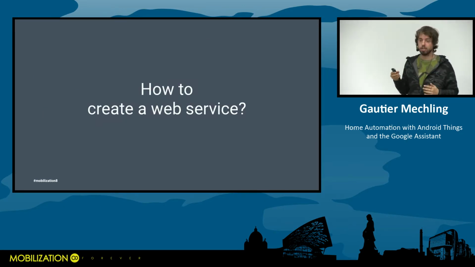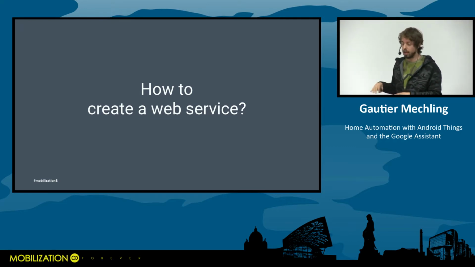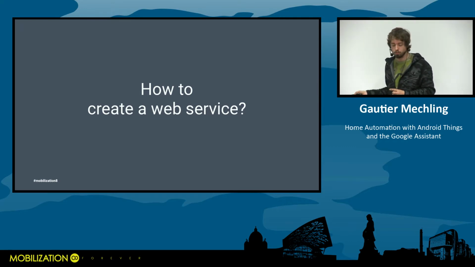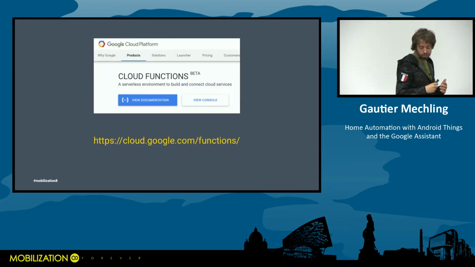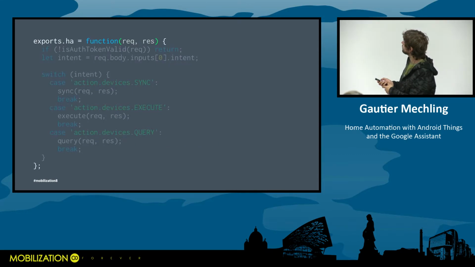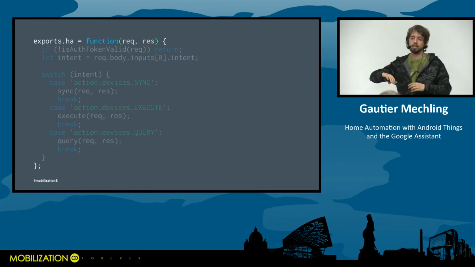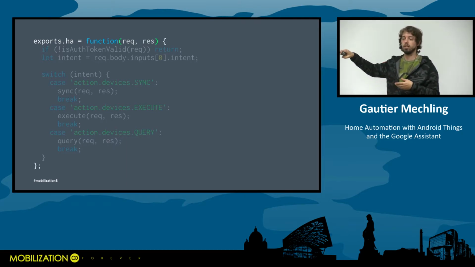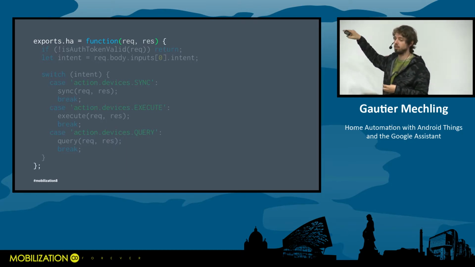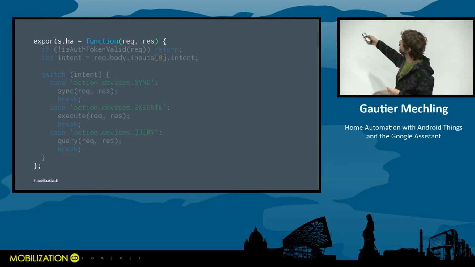So now the question is, how do you create a web service compatible with Actions on Google? Actually, you can use any technology you want, as long as it supports HTTP requests and JSON. So you can use Spring Boot, Node.js, whatever you like. Today, we will use Google Cloud Functions, mostly because it's a very simple way to build and deploy web services. So let's create a Cloud Function. A Cloud Function is a function that runs in the cloud, and you write it using the JavaScript language.